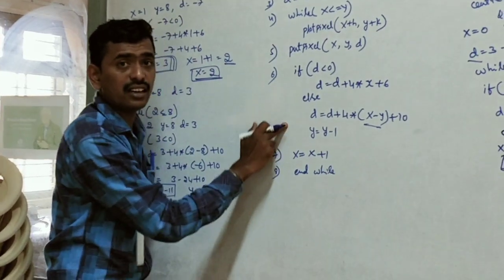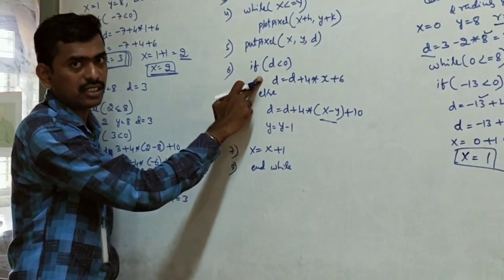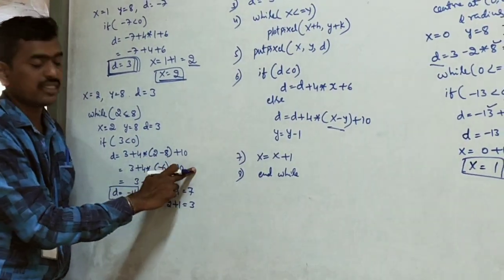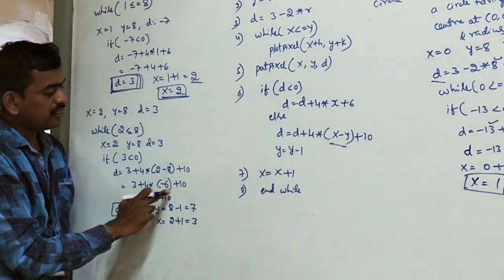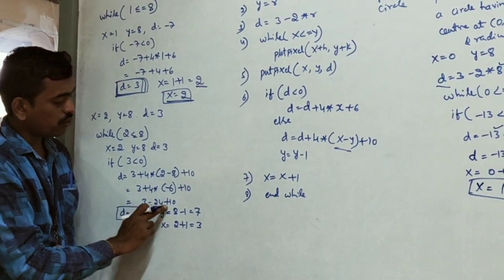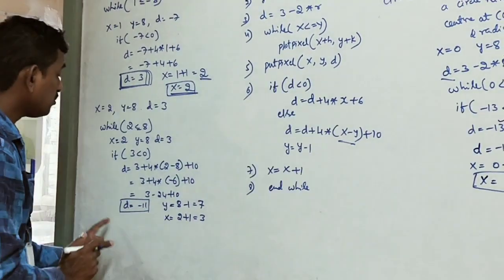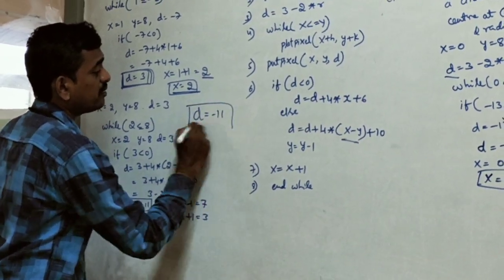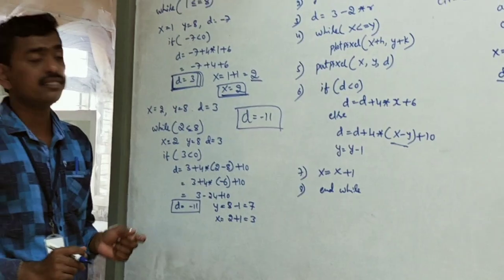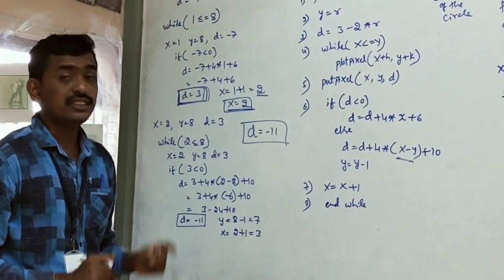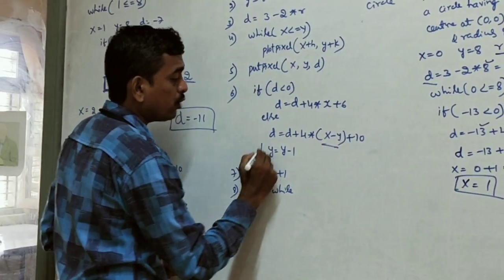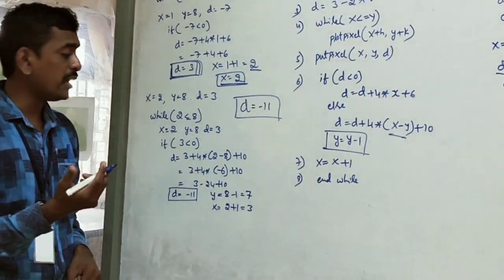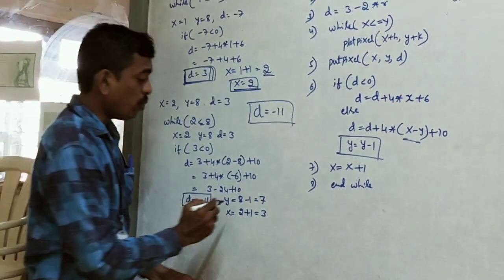If else condition here, the first condition is execution, this is the second condition is execution. Okay, 2 minus 8 plus 10, 3 minus 4 minus 6 plus 10, therefore 3 minus 24 plus 10, therefore d equals obtain the value minus 11 in the third step, but there is one condition here, y equals y minus 1. What is the value of y? 8.